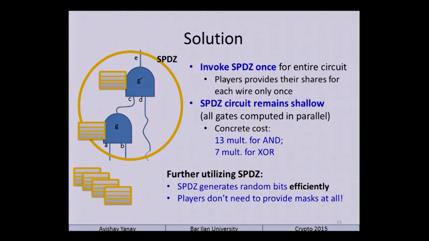And we further optimize this solution by using some special feature that SPDZ provides us. This special feature is that we can ask SPDZ to generate a lot of random bits and store them in its memory. So what we do is ask SPDZ to generate a lot of masking bits for us and store them in its memory. And when we want to compute the garbled gates, we ask SPDZ to use the random bits that it generated before. So this removes completely the potential of inconsistency because the parties now don't even need to input those masking bits.